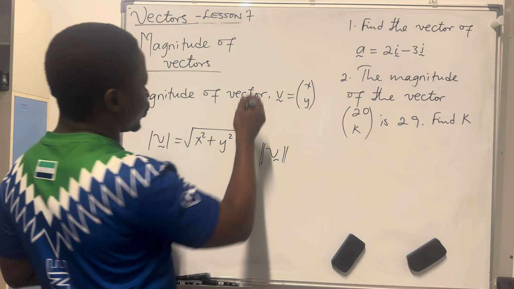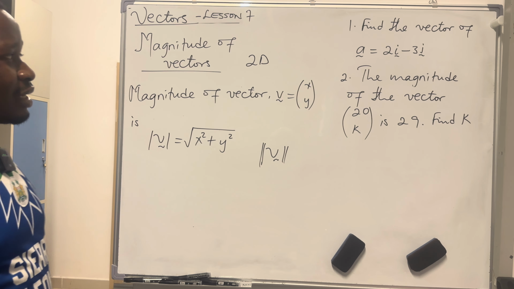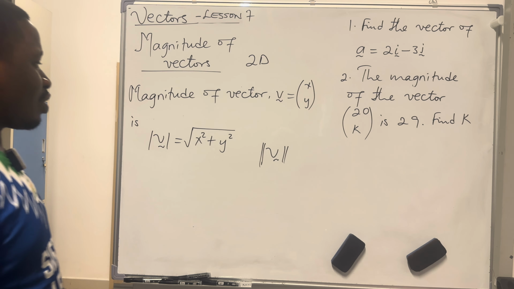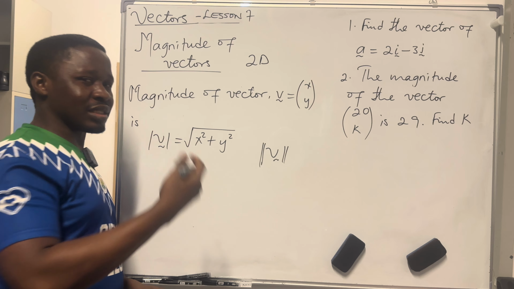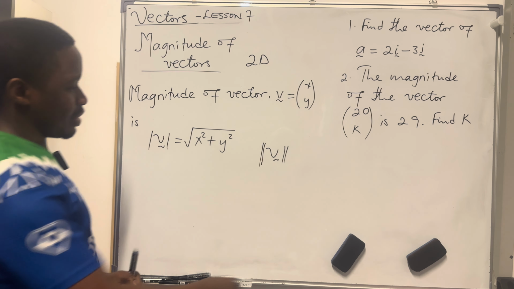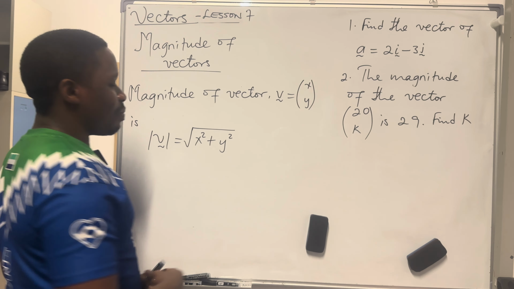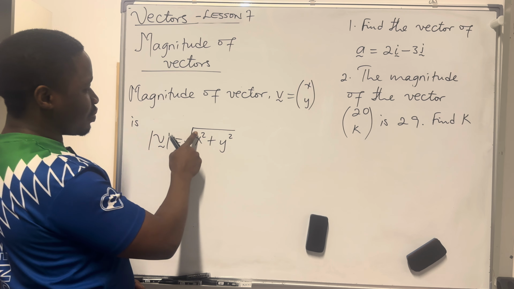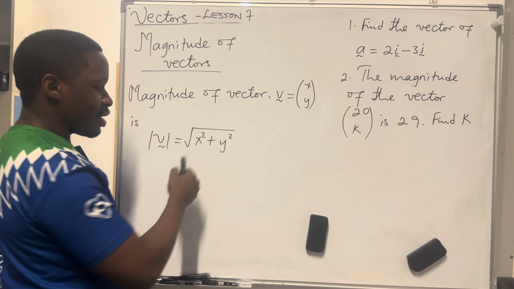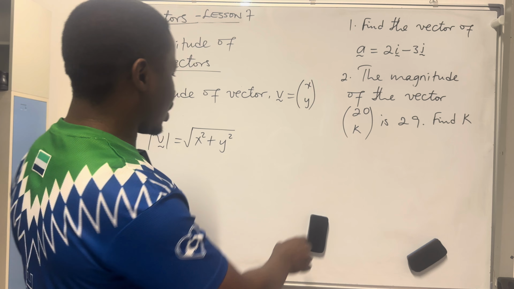This one is a 2D. We are dealing with 2D for high school. In 3D, of course, it extends to Z: x squared, y squared, z squared. So the magnitude of a particular vector is equal to the square root of the sum of the squares of the individual components. So we have two problems here I want to look at.